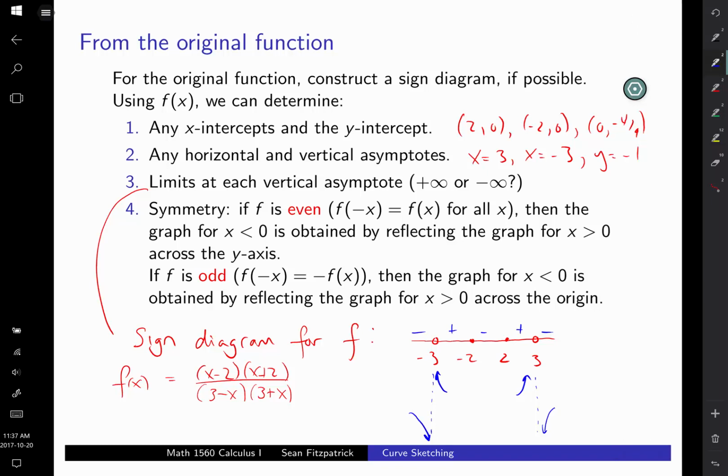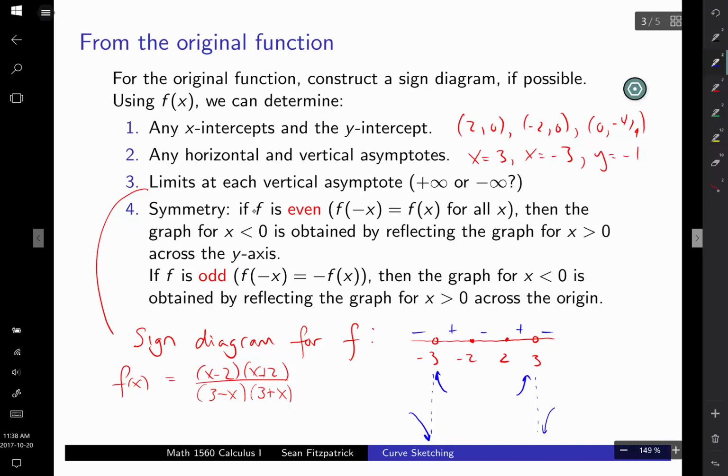Okay, we already confirmed that the function is even, so we've got the symmetry taken care of, right? In other cases the function might be odd, so this is something you want to watch out for. You don't have to look for symmetry, but if you notice symmetry, it's going to cut down the amount of work you have to do, because you can just take the graph that you did for x bigger than 0 and copy it to get the graph when x is less than 0.